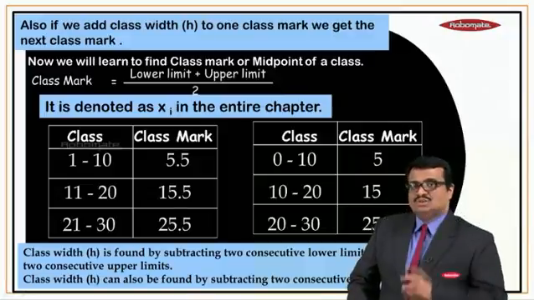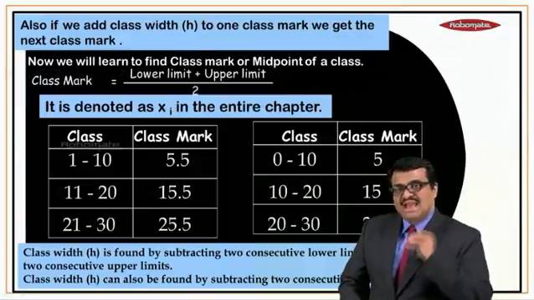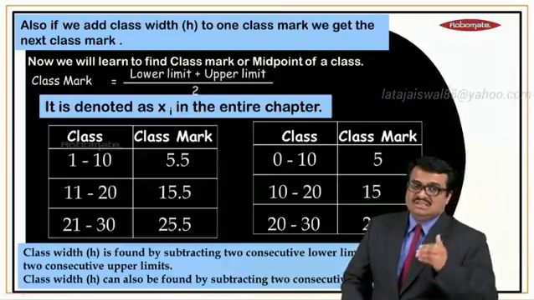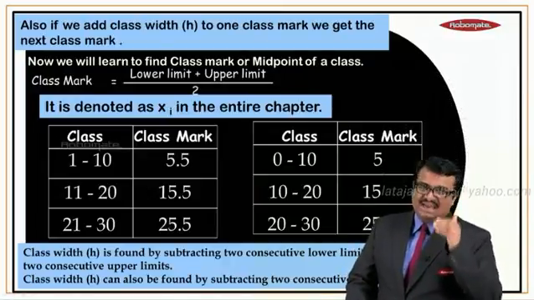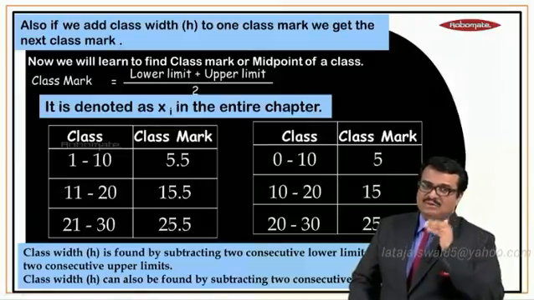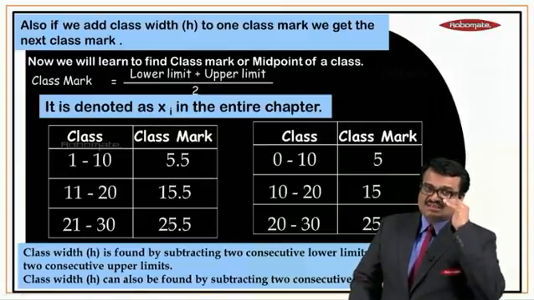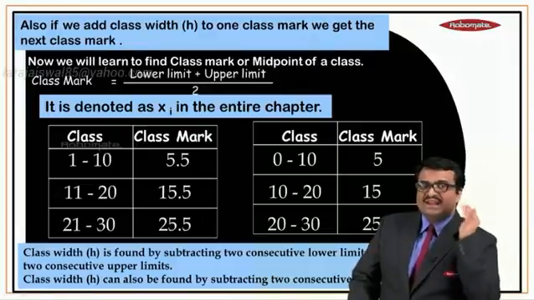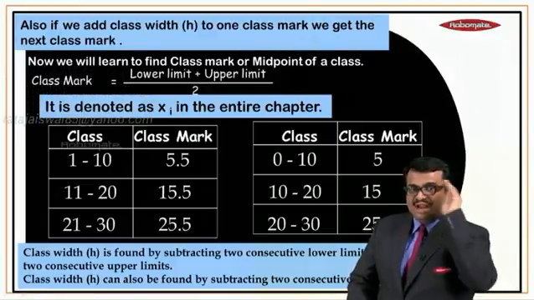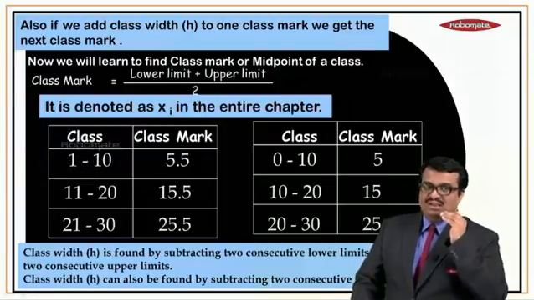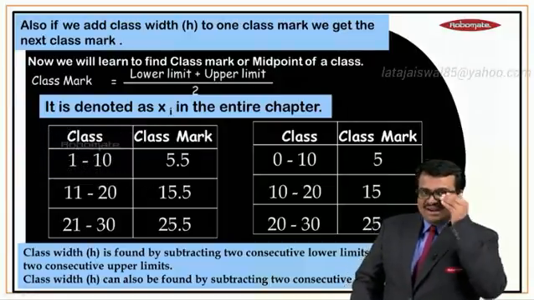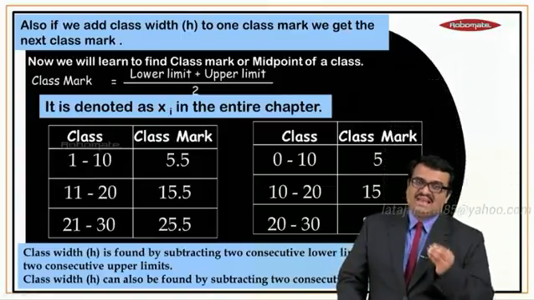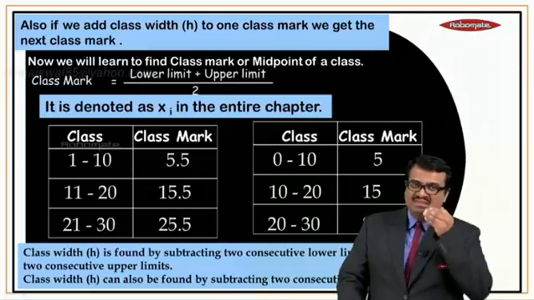Also, if we add class width h to one class mark, we get the next class mark. For example, in the second column, 0 to 10, 10 to 20, 20 to 30, the class marks are 5, 15, 25. The first class mark is 5. The class width was 10. If you add 10 to that 5, you will get the next one, 15. If you add 10 to that 15, you get the next one, that is 25. This is the meaning of: if you add class width to one class mark, we get the next class mark.